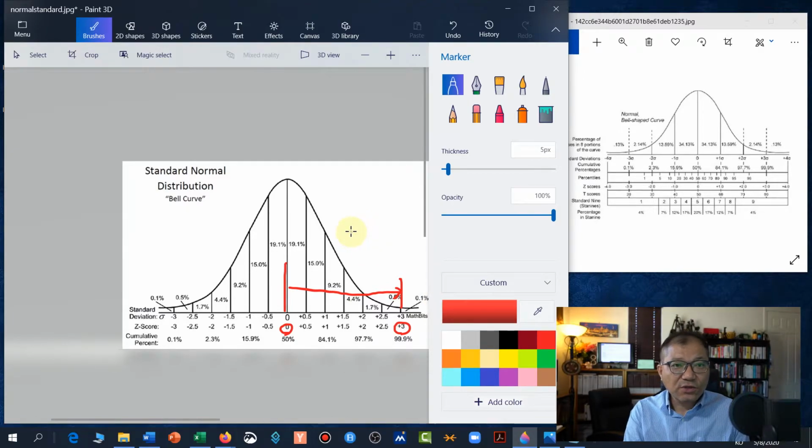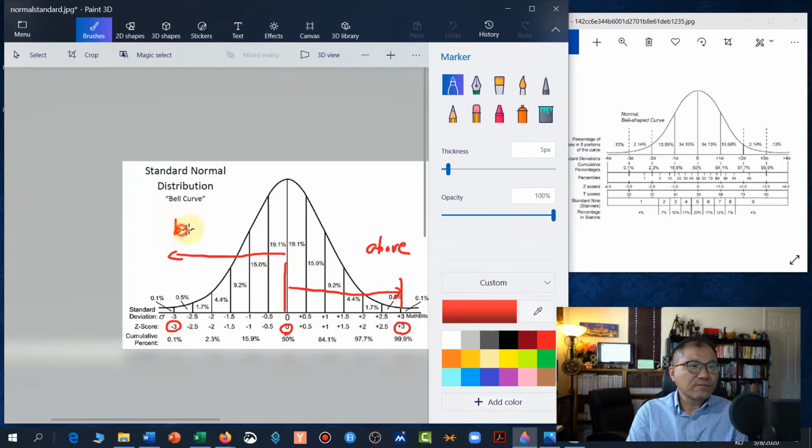That means your score is better than the mean. How far is your score away from the mean? You are plus 3 standard deviation above. What if your z-score is negative 3? You are negative 3 below the mean. So your score is negative. This side is a positive.